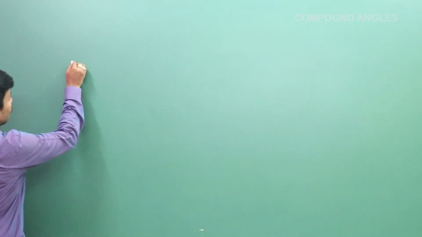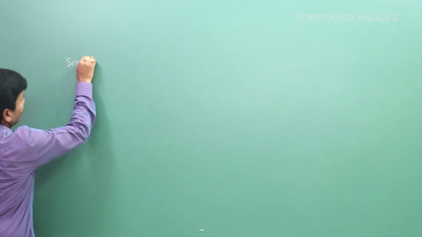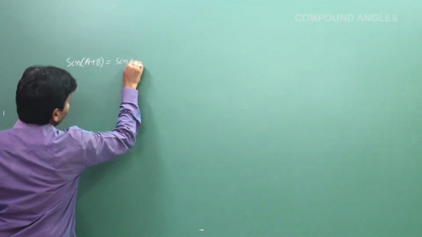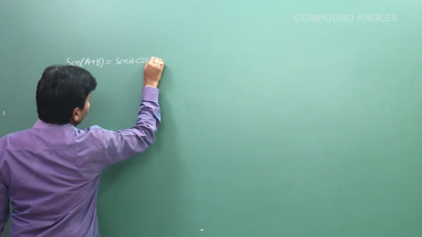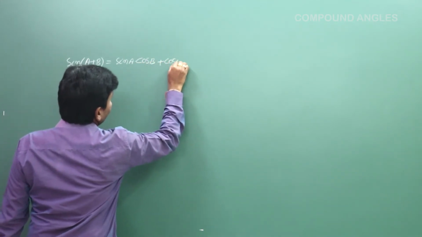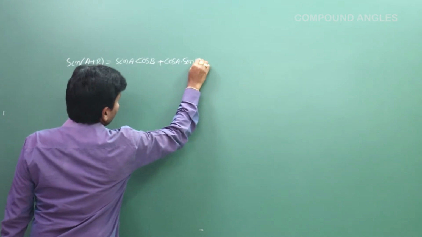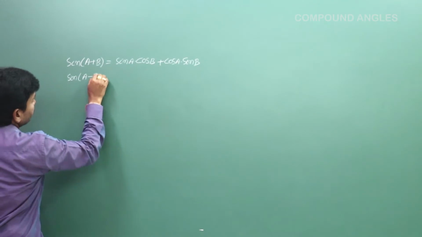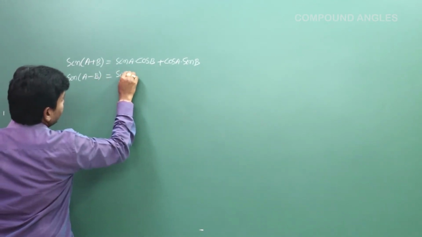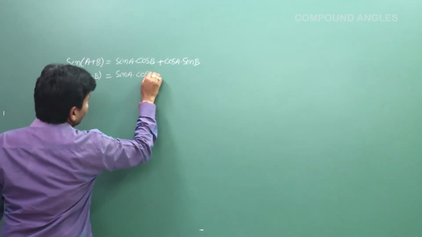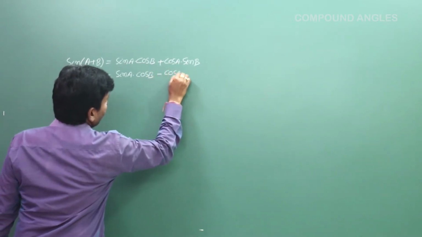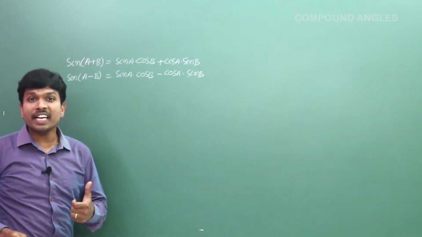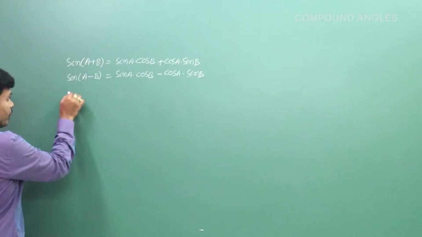See, sin of a plus b. What is the formula for sin of a plus b? Sin a cos b plus cos a sin b. Sin of a minus b is equal to sin a cos b minus cos a sin b. Just simple addition and subtractions we will do now.